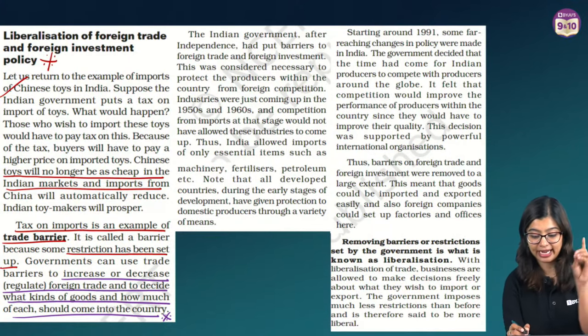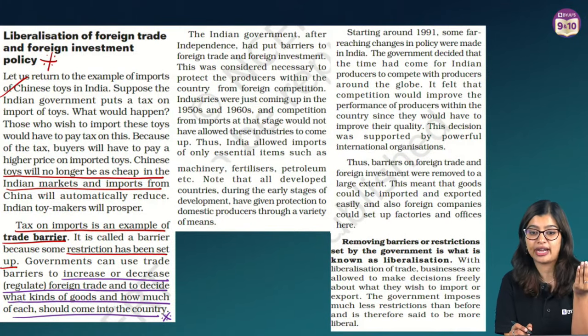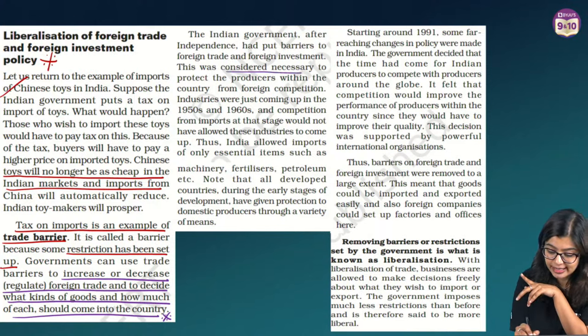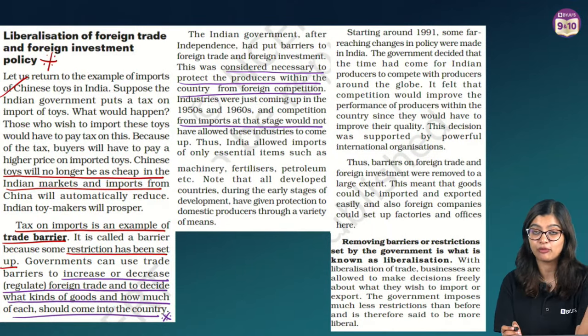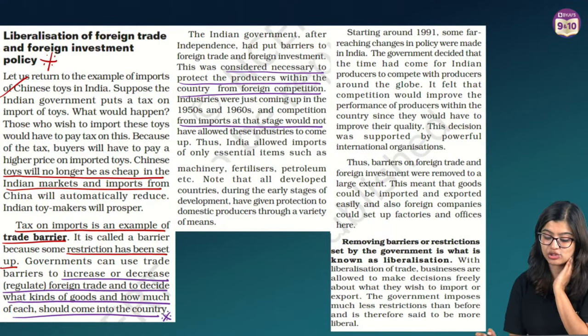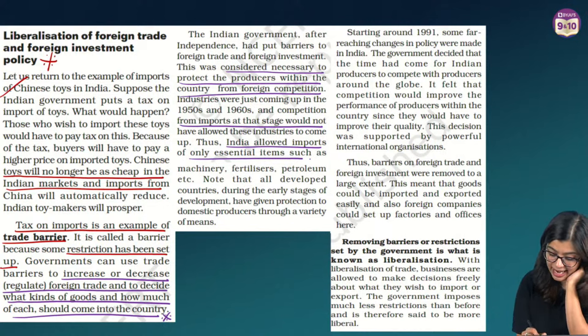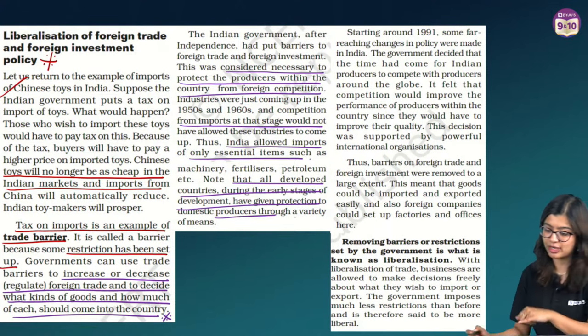Now we see that the Indian government, after independence, they can ask you how the Indian government used trade barriers to their benefit post-independence. So we know that this was considered necessary in order to protect producers from foreign competition. So this was a time when if competition from foreign imports came in, our industries would not have survived, which is why India allowed imports of only essential items. Now we see that all developed countries do this practice in order to grow. Yes? So in this particular case, what do we observe?